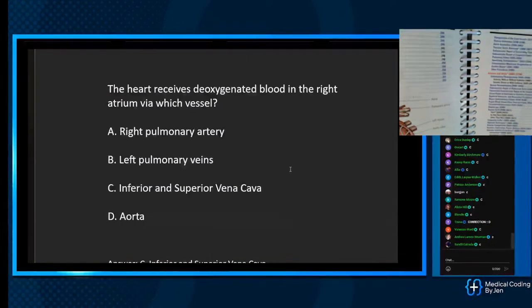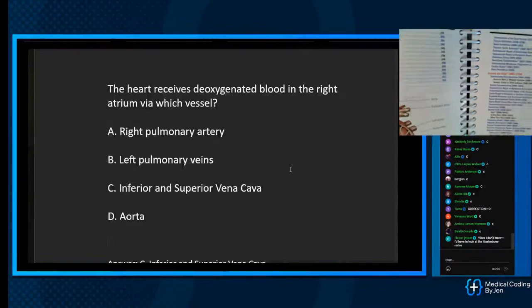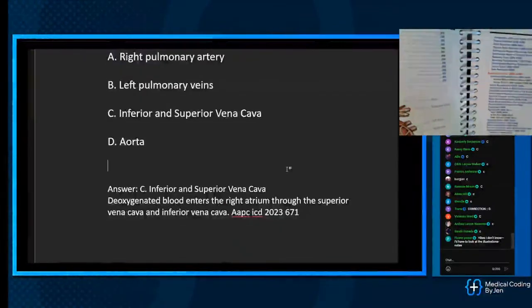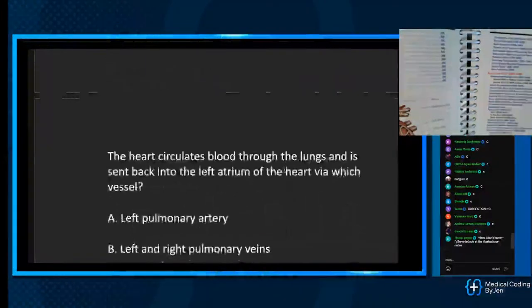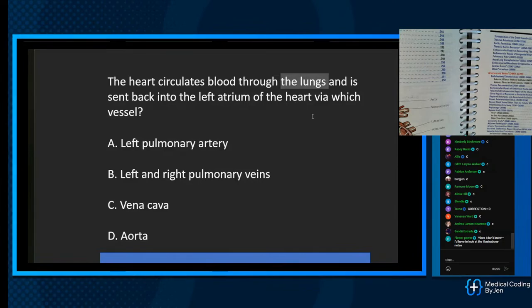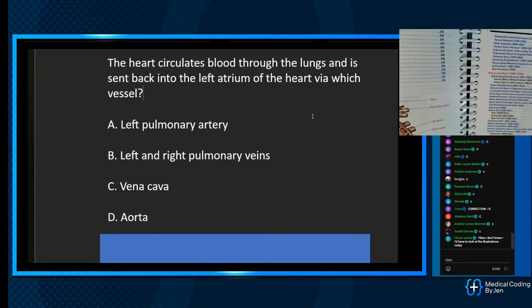Receives deoxygenated blood in the right atrium via which vessel? So we don't have any oxygen left. The pulmonaries have oxygen in them, right? Heart circulates blood through the lungs. I think this is the one that I had. Something about the lungs, which is sent back to the left atrium of the heart via what vessel? So the heart circulates blood through the lungs and is sent back into the left atrium of the heart via which vessel?